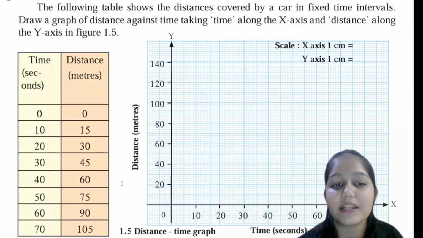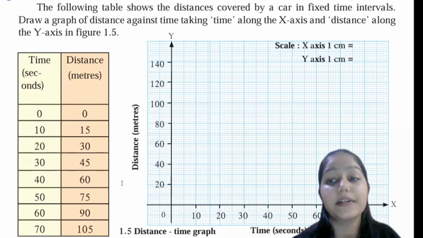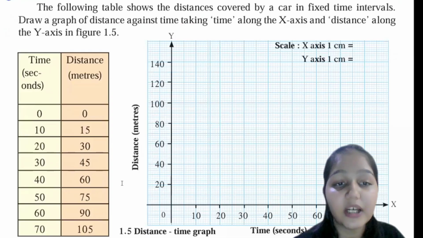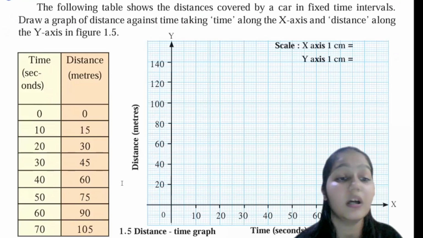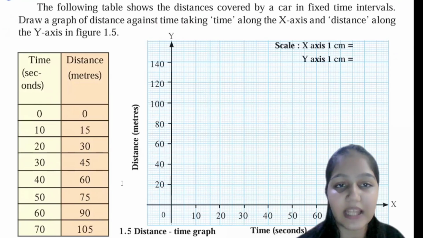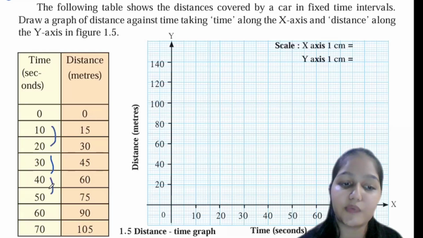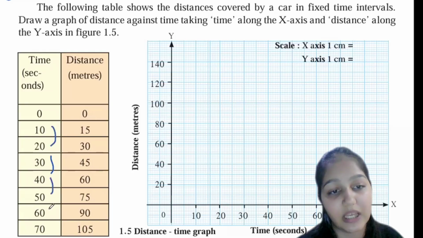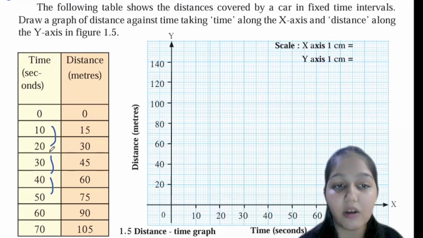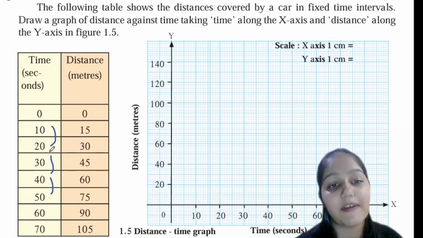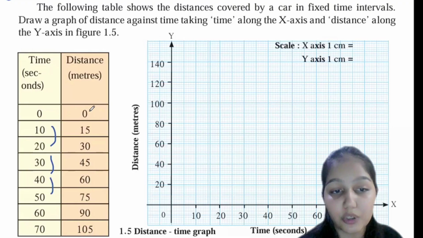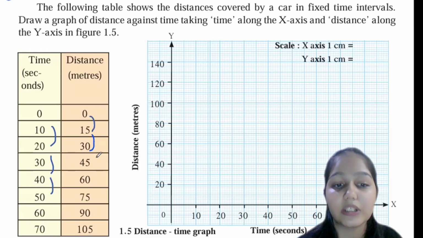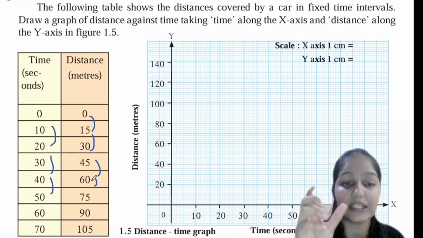What do you mean by distance time graph with uniform motion? The time intervals should be the same. So if you consider here 10 to 20, 20 to 30, 30 to 40, 40 to 50, 50 to 60, 60 to 70, can you see there's a difference of 10 in all the seconds? Whereas in distance, there is 0 to 15, 15 to 30, 30 to 45, 45 to 60. There's an interval of 15.